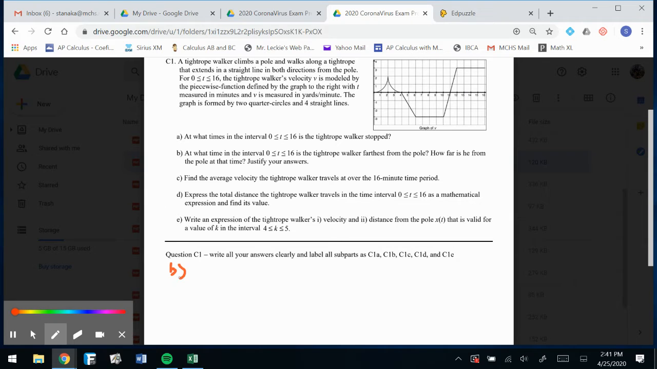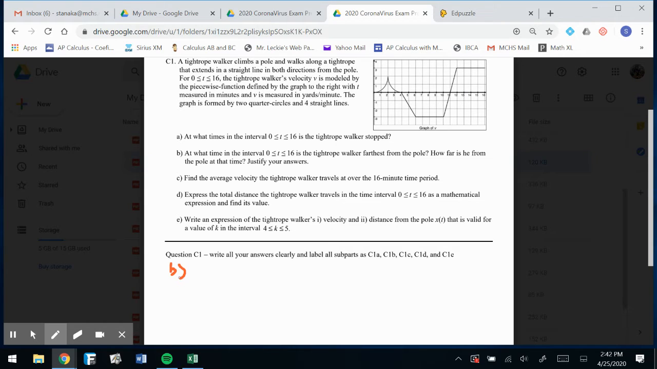It says, at what time from 0 to 16 is the tightrope walker furthest from the pole? How far is he from the pole at that time? Now, it's important to notice on this one, there was not an initial condition. Sometimes when we're doing these problems, there's an initial condition, and if we're dealing with a particle at time t equals 0, it could have been 5 units from the pole. So I think that's important to note here. Usually we do have an initial condition like that, okay? This particular situation, we do not.